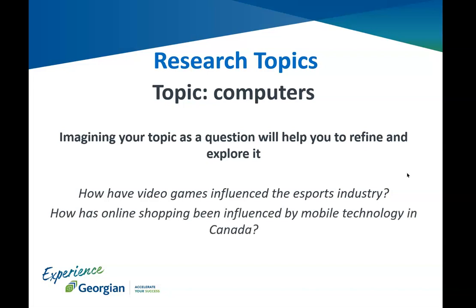Another way you can narrow your topic is by looking at a specific population group, such as children or Indigenous, or a location such as Canada or Ontario. For example, how has online shopping been influenced by mobile technology in Canada? You can even relate your topic to another topic, such as, how is artificial intelligence changing education? Notice how each of these questions have a much narrower focus than the big topic of computers. That's what makes good research questions.